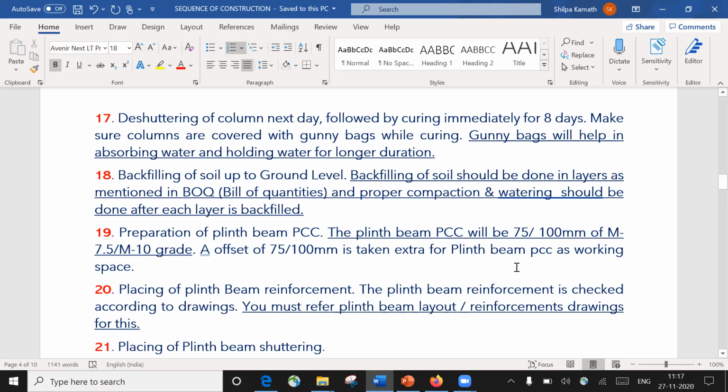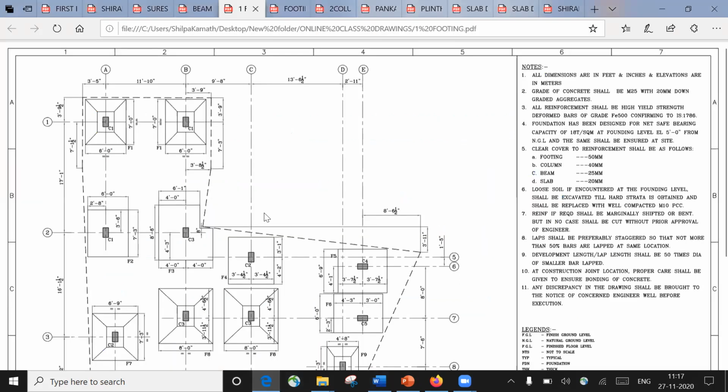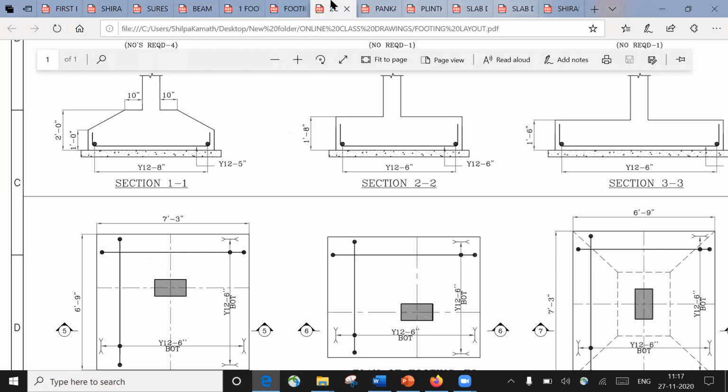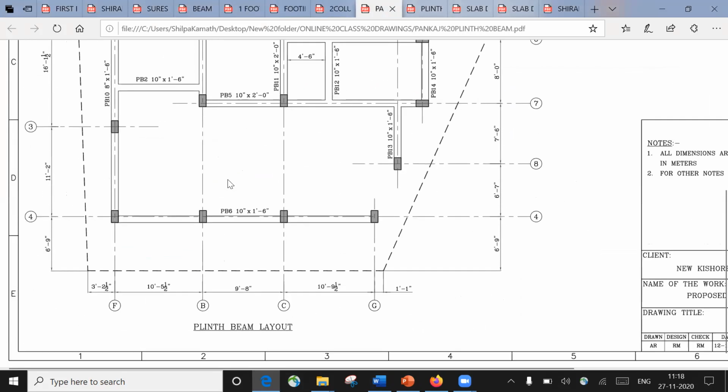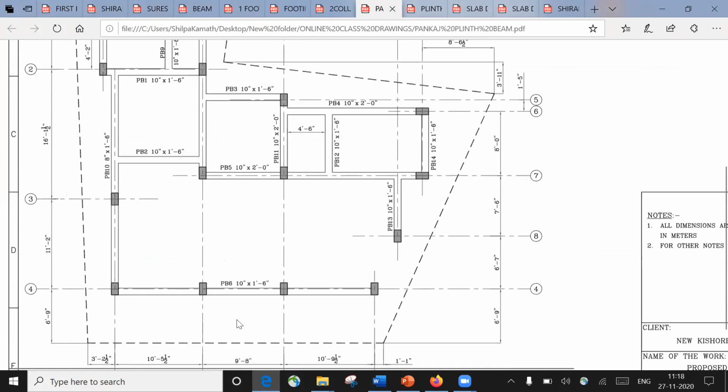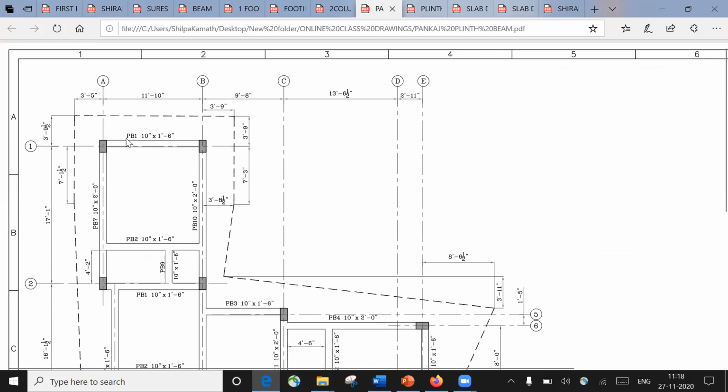What do you mean by this? So let us say this is my plinth beam layout. Again, this is a drawing we have to refer to for plinth beam. It's written here, plinth beam layout. And what is the size of this plinth beam? P stands for plinth, B stands for beam. One is a first beam. It's 10 inch by 1 feet 6 inch. That is, 10 inch comes out to be 250 mm, which is your width. And your depth is 1 feet 6 inch, which is 450 mm, the depth of your beam, right?